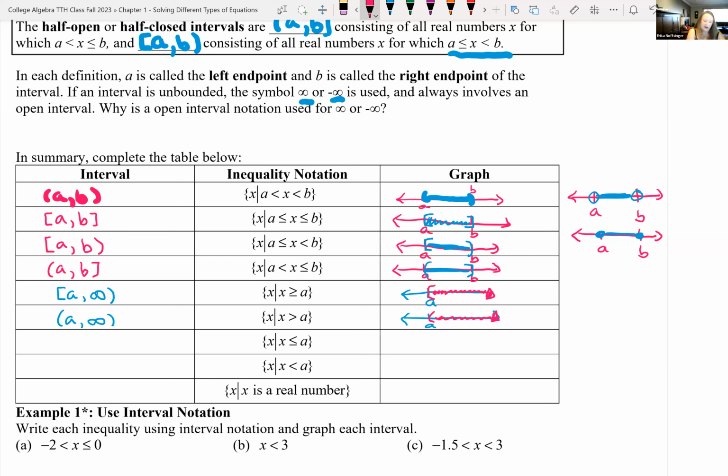Where if we have x and x is less than or equal to A, we're coming in from negative infinity. So we have an open parenthesis, negative infinity, and then we're going to A, we're including A, so we're going to put a bracket. So locate A on the number line, bracket on A, but shading everything to the left because it's smaller than.